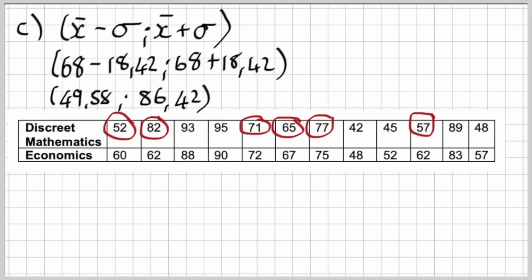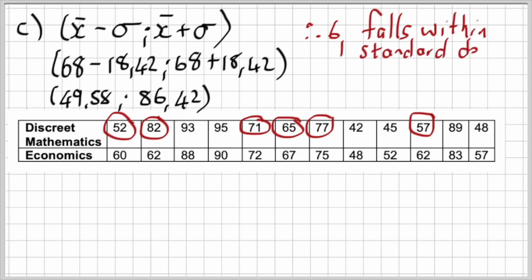Let's have a look at my data set. All the circled red ones lie within one standard deviation of the mean: 52, 82, 71, 65, 77, 57. This means there are 6 data entries that fall within one standard deviation of the mean. This is not a very good spread of data. There are 6 that lie within and 6 that lie outside. Let me just carry on.